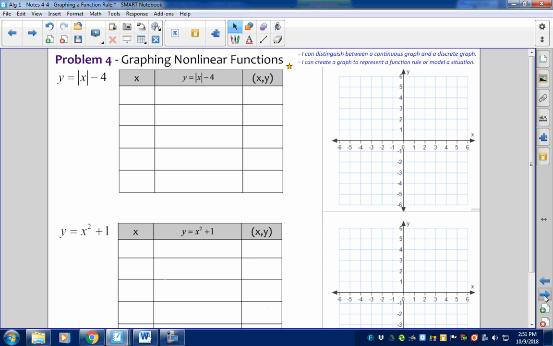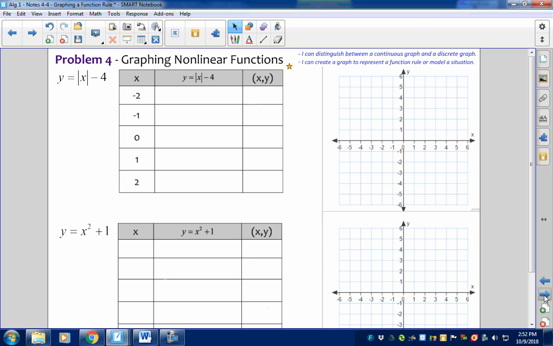So these are nonlinear. Now, with the nonlinear ones, the default could be -1, 0, 1, 2. You could start with that, but that may not be enough points to get a good picture of what it looks like. In this case, I'm going through -2, -1, 0, 1, and 2 on this problem. I think that will be enough. What you may have to do is add more points in.